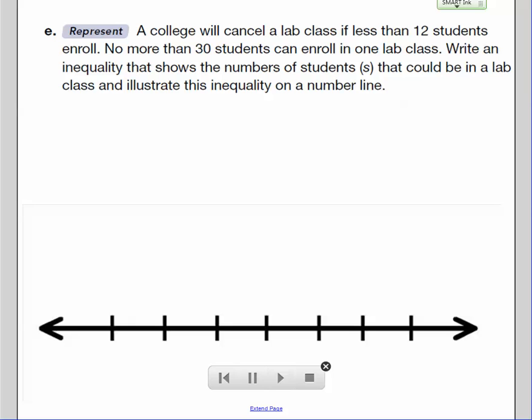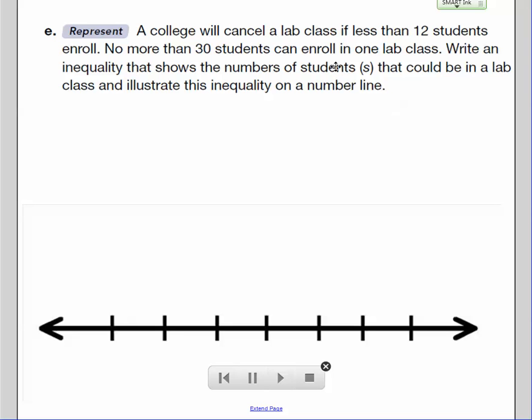And last one. A college will cancel a lab class if less than 12 students enroll. So yeah, if they don't have at least 12 students, they're going to cancel the lab class. No more than 30 students can enroll in one lab class, so they don't want to have too many students in the class and the teacher can't get around and help them all. So write an inequality that shows the number of students, S, that could be in a lab class and illustrate this inequality on a number line. Okay, so first of all, let's write our inequality and then we'll graph it.